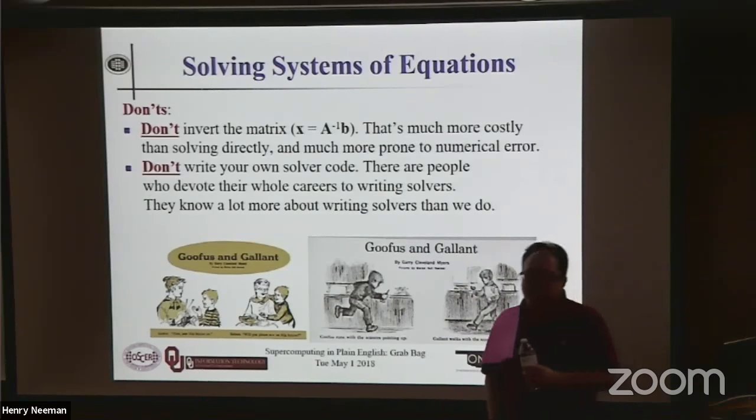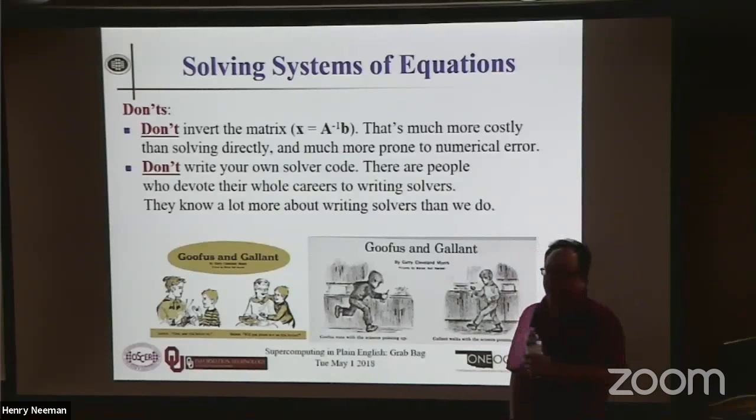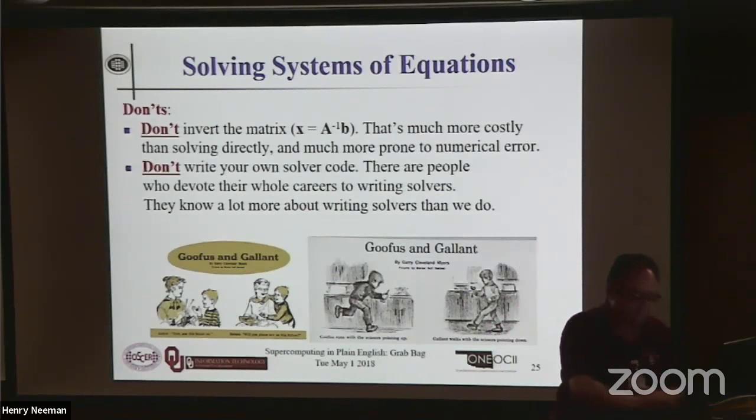And then don't write your own solver. If you're going to solve a system of linear equations, bloody well use the ones that other people have devoted their careers to writing. Okay.